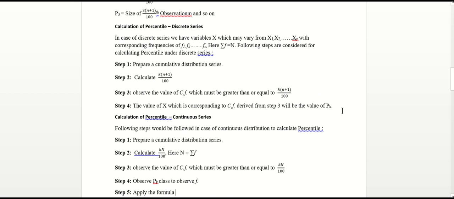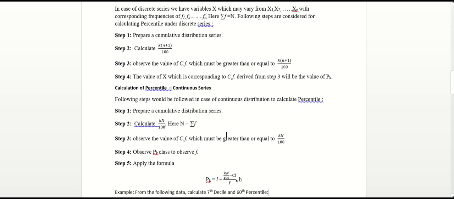Then continuous series, again we will follow the same procedure. First we will calculate CF, then we will calculate kn by 100, then we will find a value in the CF table which is greater than or equal to kn by 100, and then we will apply this formula.